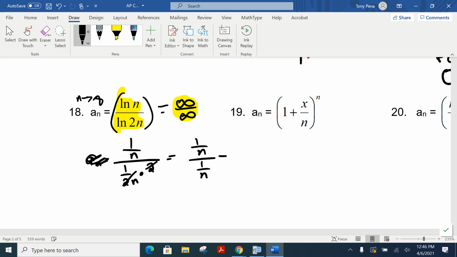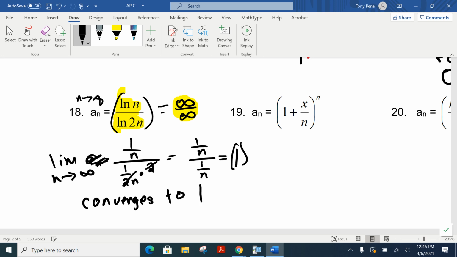Notice how then those completely cancel, or at least reduce. They don't necessarily cancel, but they reduce down to be a 1. So if I now ask you what is the limit as n goes to infinity, the limit of any constant is that constant. So this would have to converge to that limit of 1.